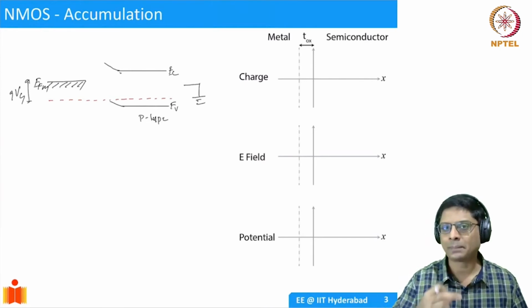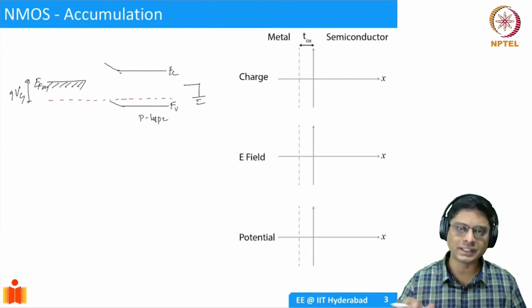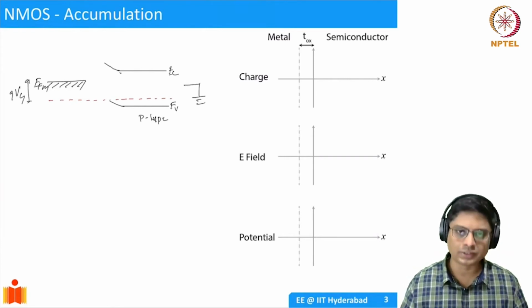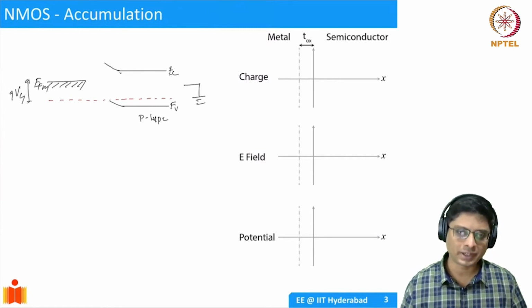The oxide band gap has to still remain 9 eV. So what we'll do is, what type of field should be there in the oxide? All the time we have to think about how the field should be. That will simplify our analysis.